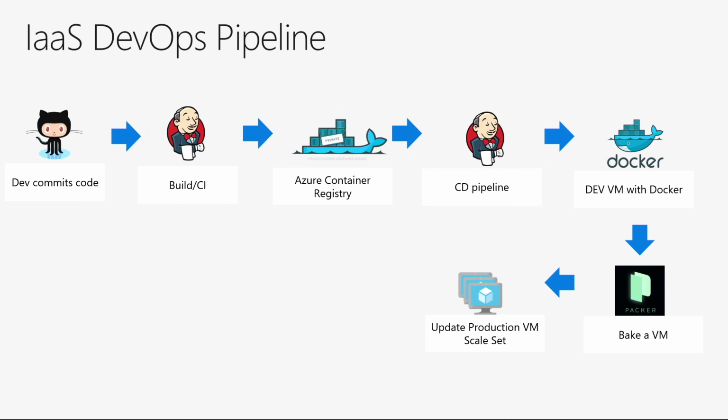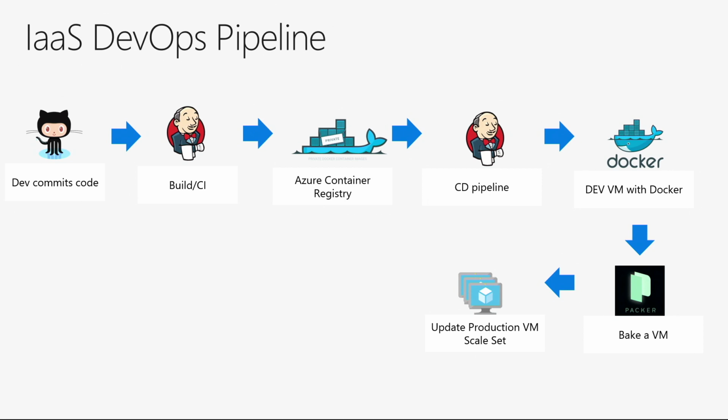What you see on the screen right now is a DevOps pipeline that's solely based on IaaS, infrastructure as a service. Say you have a customer who's using our VM scale sets, which is a way of scaling VMs based on load behind the scenes. How do you update your VM scale sets with a new version of software? You don't want to RDP into every single VM. You need a better way of doing that. One way is using Jenkins.